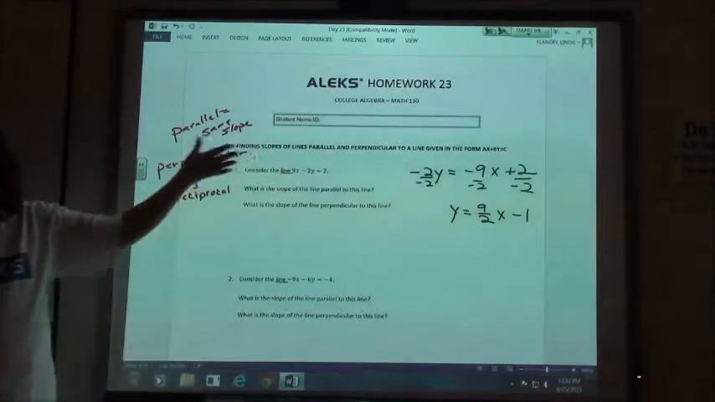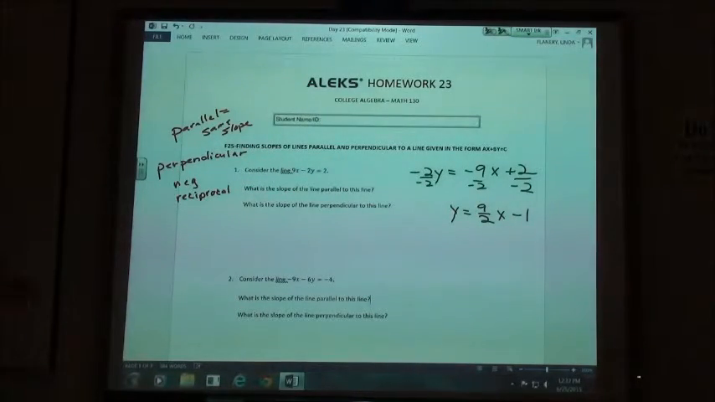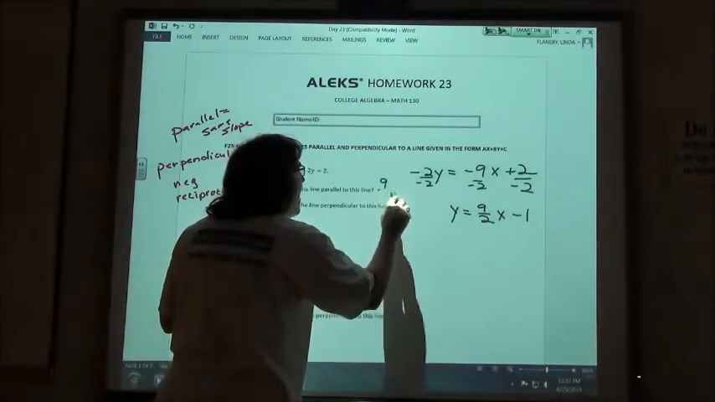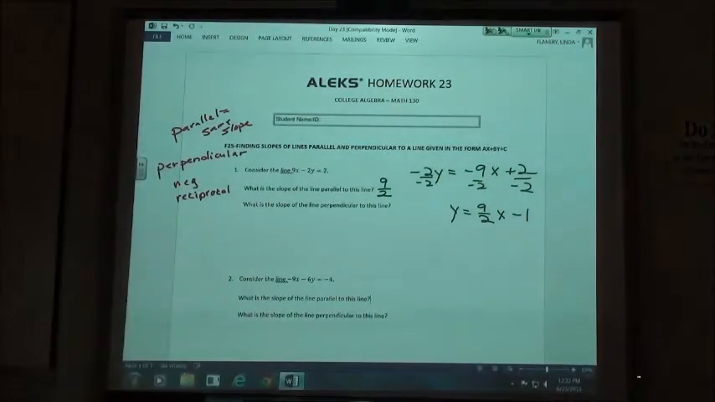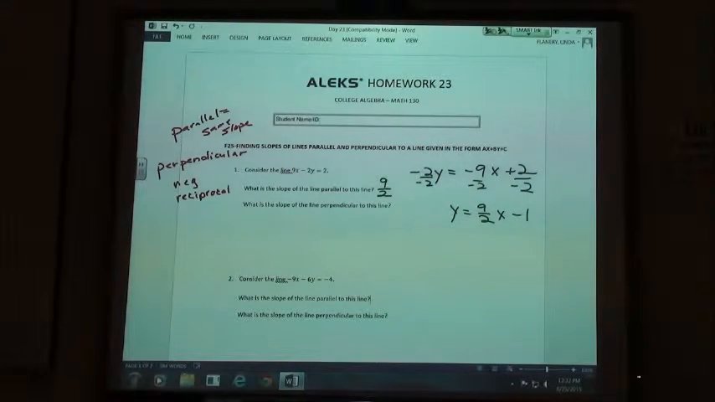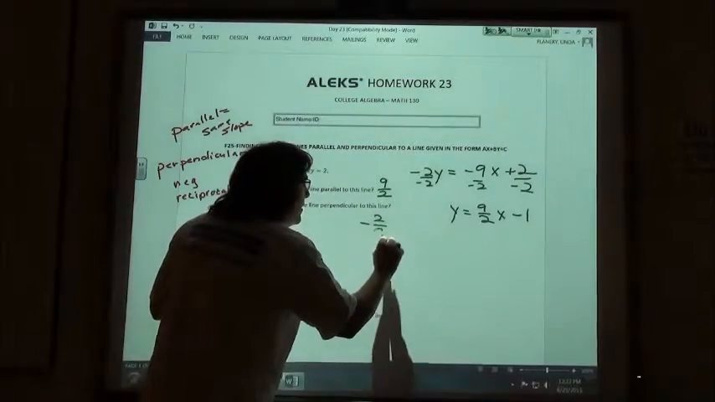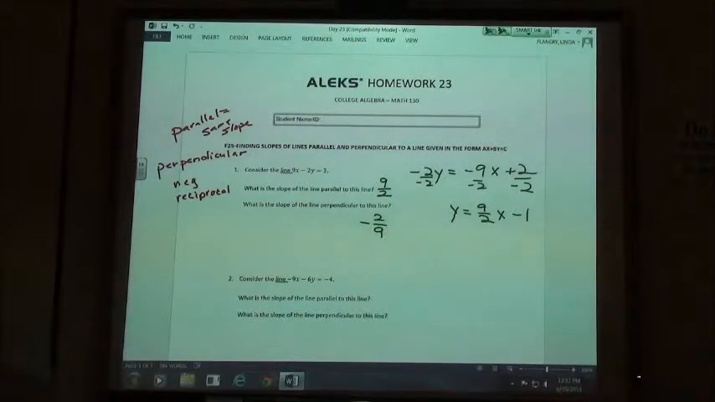Now watch, they will switch these around on you. Sometimes they'll ask for parallel first and sometimes they'll ask for perpendicular first. My parallel line has a slope of 9/2 because it has the same slope as my given line. My perpendicular line would have a slope then of -2/9. So if you took 9/2 times -2/9, you always get a product of -1.